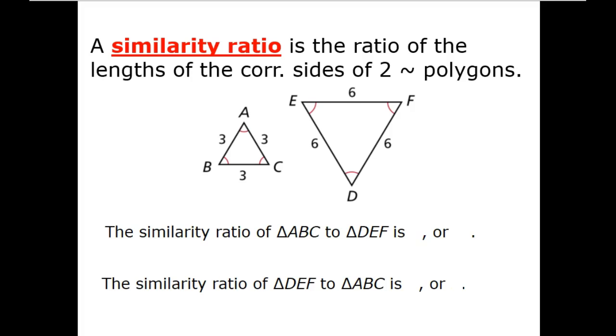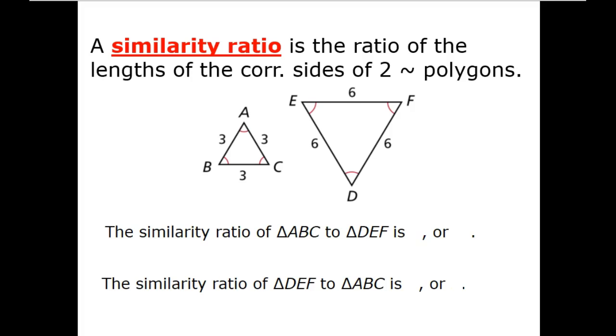Okay, so the similarity ratio is the ratio of the lengths of corresponding sides of 2 similar polygons. Well, these are similar. They're both equilateral, which means all the sides correspond. But then there's 2 things down there. It says the similarity ratio of triangle ABC to DEF, and then the similarity ratio of triangle DEF to ABC. Those are 2 completely different things. And if you don't know how to read those sentences, you're likely to get them wrong.